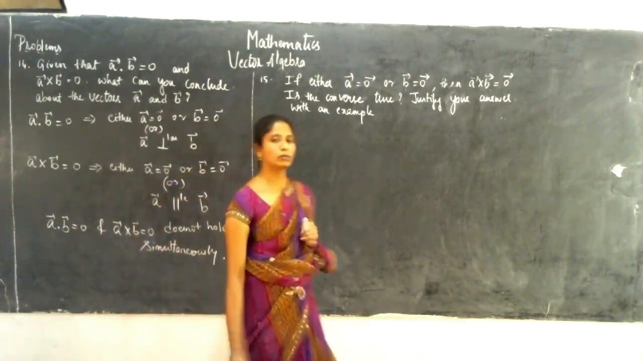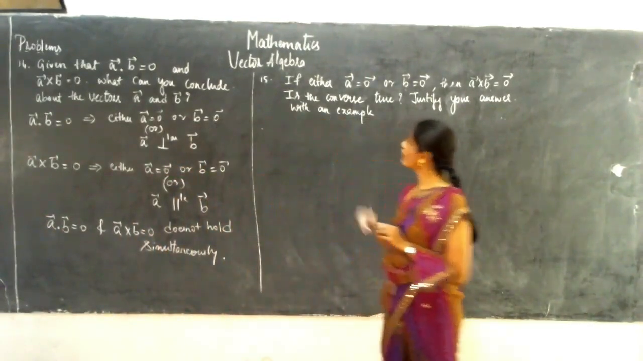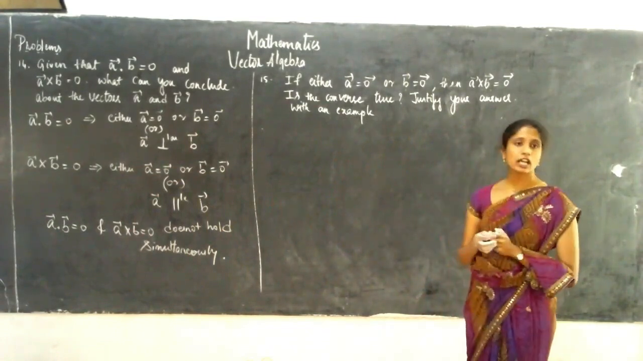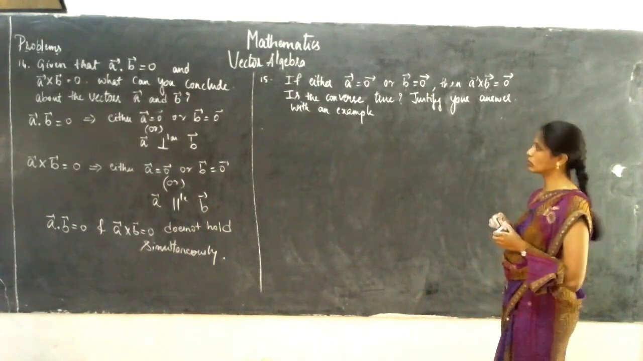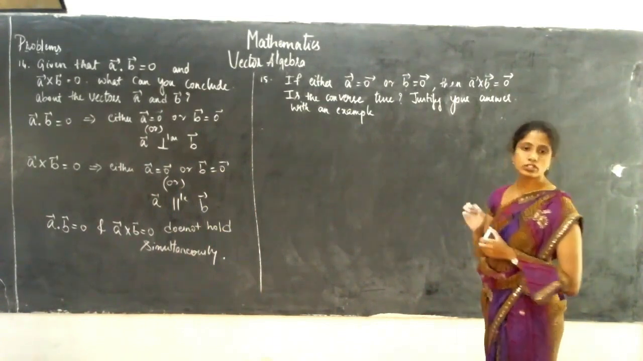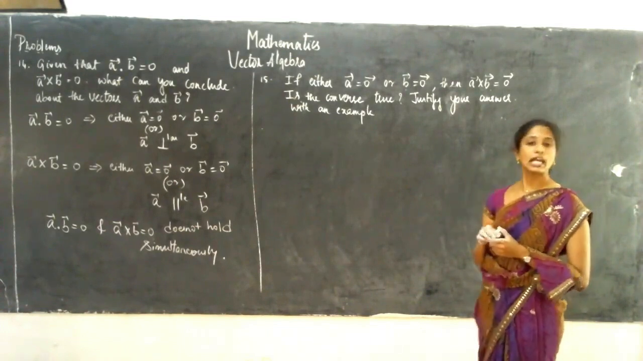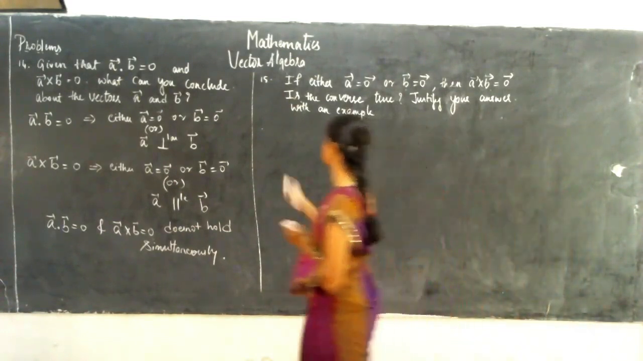Okay, next problem. If either one of the vectors is a 0 vector, then vector A cross vector B is 0. Is the converse true? We need to check whether the converse is true or not. Justify your answer with an example. First, we need to write the converse statement.